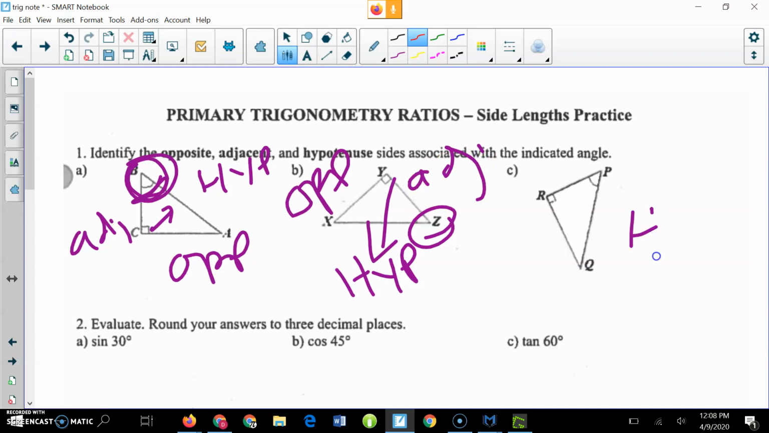Label your hypotenuse. Okay, across from the right angle. Here's my key angle, my indicated angle. So this is your opposite. And then what's left over is adjacent.